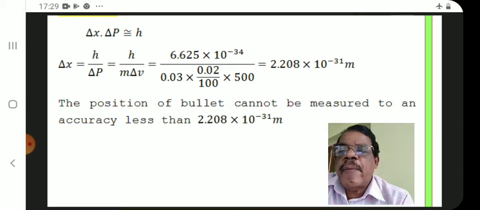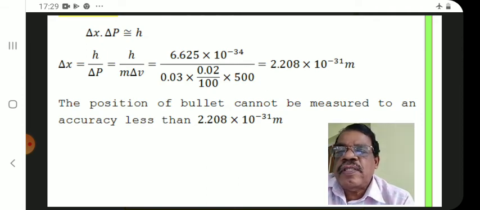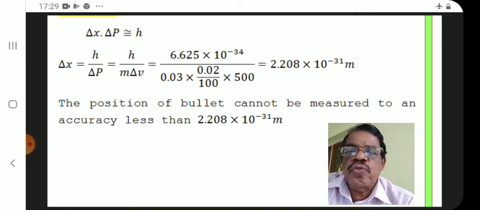And you look at the comment. The position of the bullet cannot be measured to an accuracy less than 2.208 into 10 raised to minus 31 meter.